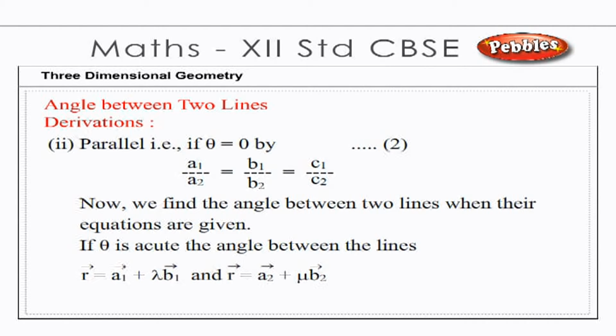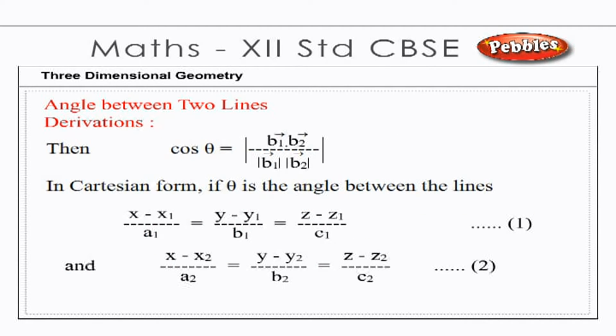Now, we find the angle between two lines when their equations are given. If theta is the acute angle between the lines r vector equal to a1 vector plus lambda b1 vector and r vector equal to a2 vector plus mu b2 vector, then cos theta equal to mod of b1 vector dot b2 vector by mod b1 vector into mod b2 vector.